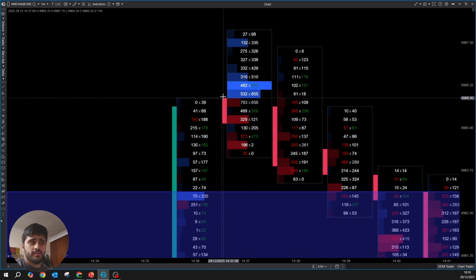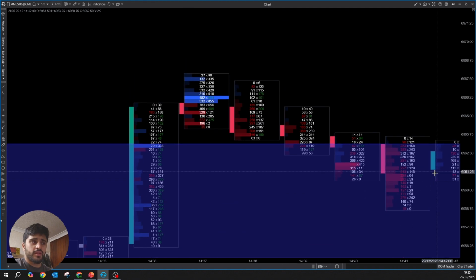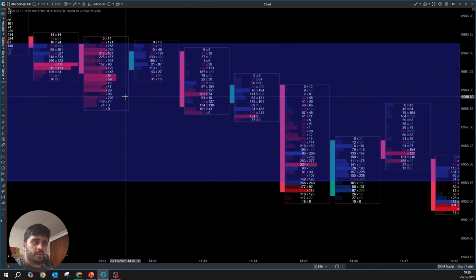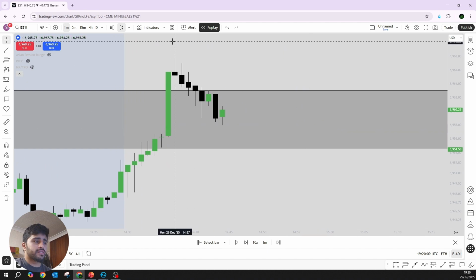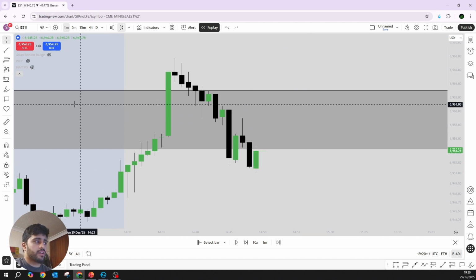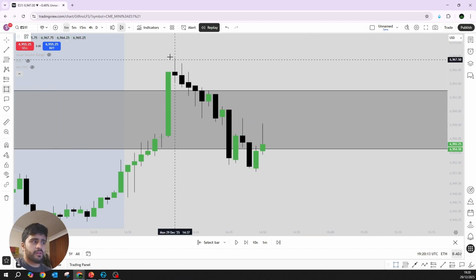Again, large positive delta, but the market found some kind of resistance as we broke below the zone here. So between 936 and 940, what we want to understand is that there is obviously some kind of passive seller over here, right? There is obviously a passive seller sitting over here.